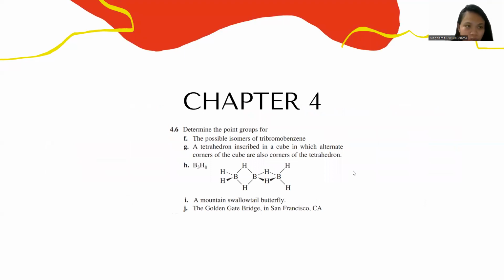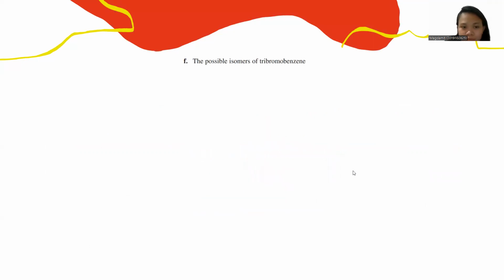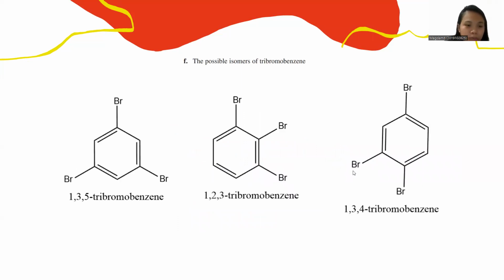Chapter 4, question 4.6. Determine the point groups for F, the possible isomers of tribromobenzene, G, a tetrahedron inscribed in a cube in which alternate corners of the cube are also corners of the tetrahedron, H, B3H8, I, a mountain swallowtail butterfly, and J, the Golden Gate Bridge in San Francisco, California. F, the possible isomers of tribromobenzene are 1,3,5-tribromobenzene, 1,2,3-tribromobenzene, and 1,3,4-tribromobenzene.